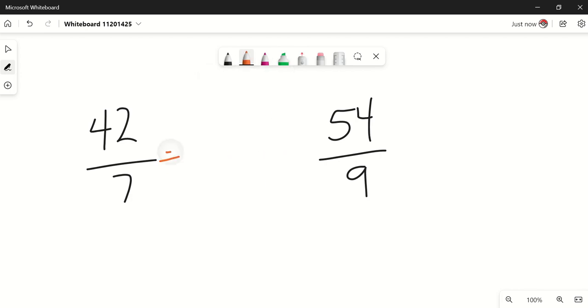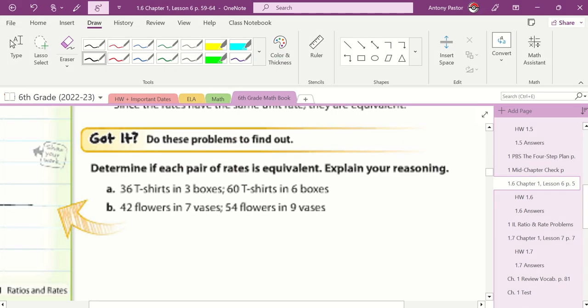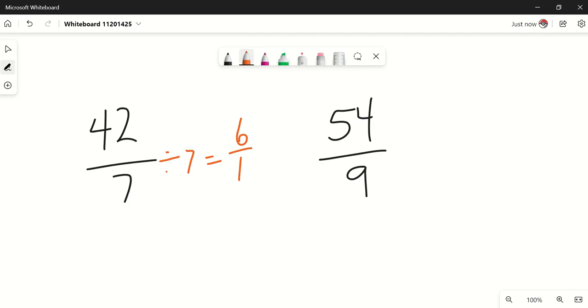I'm going to divide both of these by 7. 7 divided by 7 will be 1. 42 divided by 7. I know 7 times 7 is 49. And if I steal one more 7 away from it, it'll be 42. Therefore, it'll be 6. So this is saying that there are 6 flowers in every one vase. That's my unit rate. On this side, I'm going to divide both by 9.